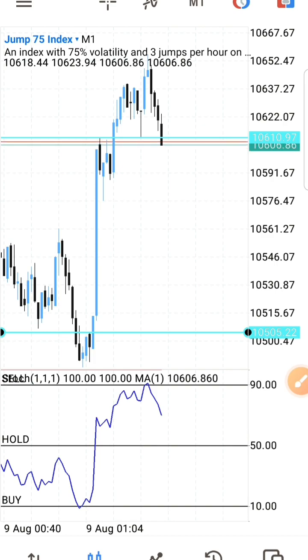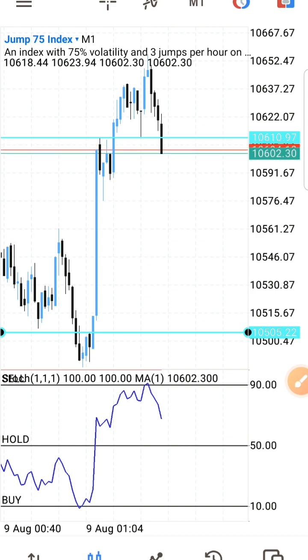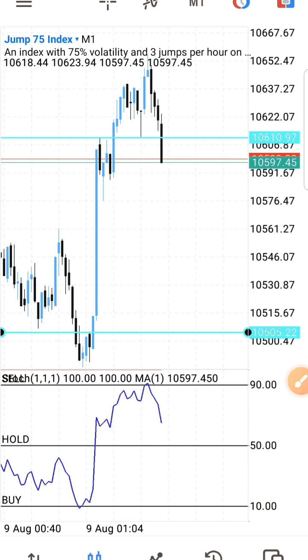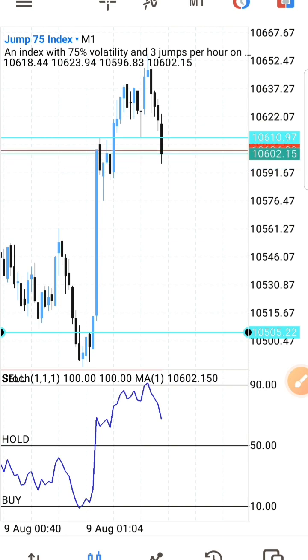You can see it is now trying to break. Let it break, and then I take the sell. You see how you can flip that. Exactly, it is going to our side. Are you getting the point? You can see what I'm trying to tell you.